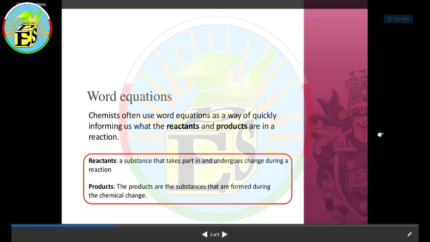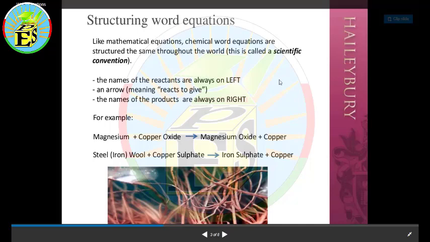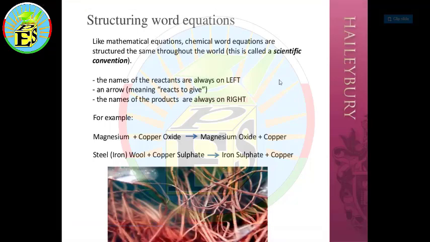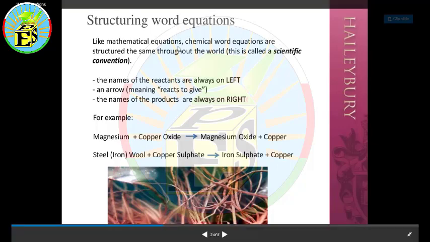So, how to structure a word equation, how to write. First, before writing, you have to structure it, then you will write it. You will not write it blindly. There is a proper method to write the word equation. Like mathematical equations, chemical word equations are structured the same way throughout the world. This is called a scientific convention.